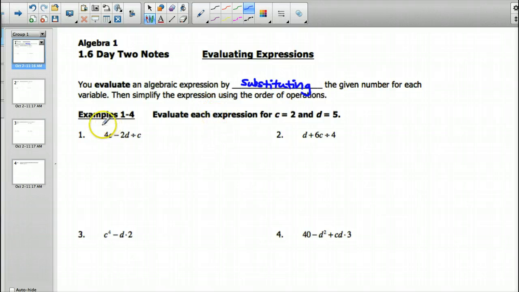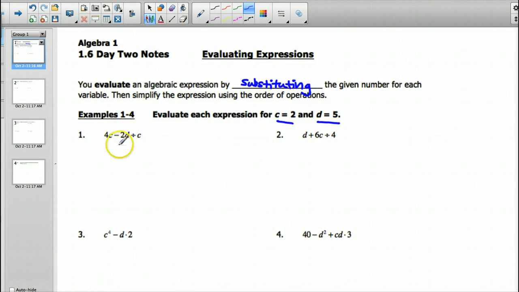So let me show you how this works just down here with example number 1. For our first four examples, examples 1 through 4, we're going to take some algebraic expressions, and I'm giving you that C equals 2 and D equals 5. What that means is everywhere you see a C in these expressions, you're going to substitute the number 2. Everywhere you see a D, you're going to substitute the number 5.